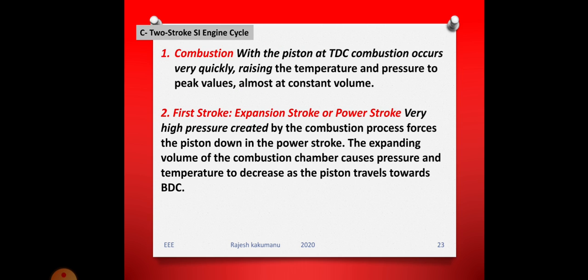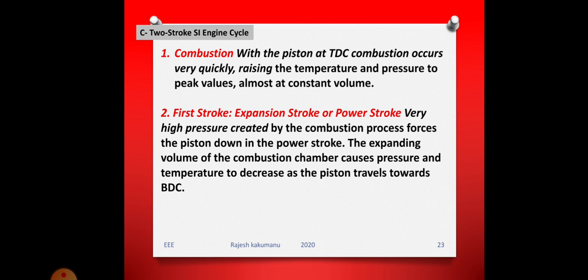Next, 2 stroke petrol engine or 2 stroke SI engine. In the 2 stroke SI we have 2 cycles. One is combustion, one is the first stroke, second is the second stroke. Expansion stroke, one is upward stroke, downward stroke. What happens in the combustion?